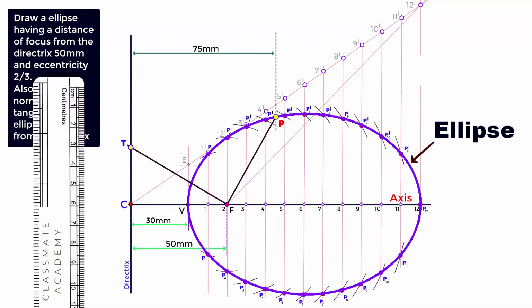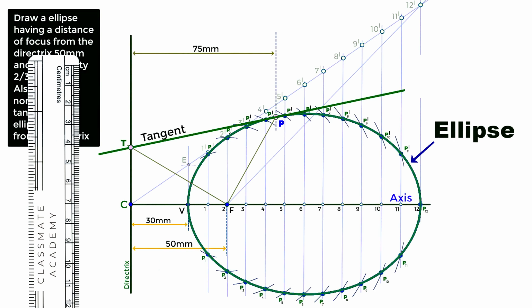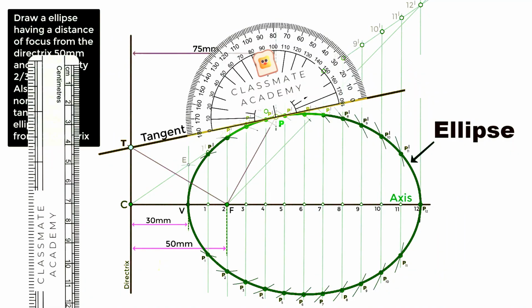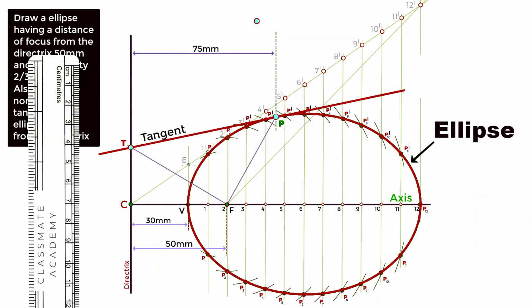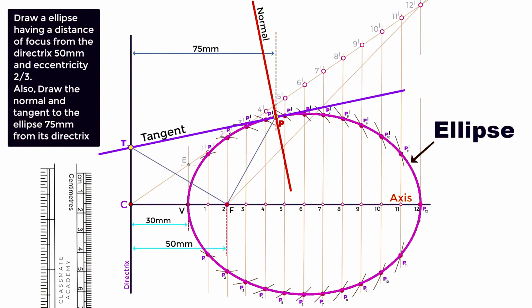Now, draw a line passing from points T and P. This line will be our tangent to the curve. Next, draw a perpendicular line to this tangent, which will be normal to the curve. To do so, take the protector, keep it on the tangent, and mark 90 degrees on the protector. Draw a line which is passing from P in this point. This is our normal. I hope you have understood how to draw an ellipse using the eccentricity method.